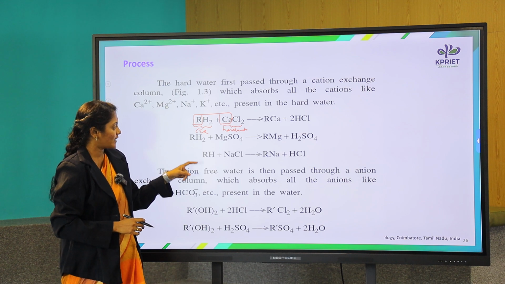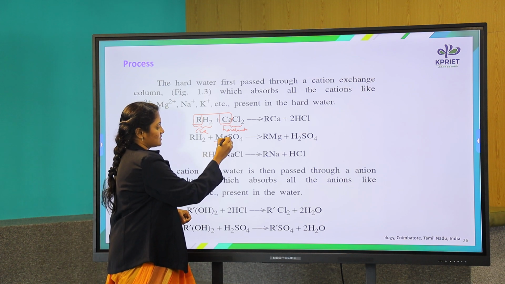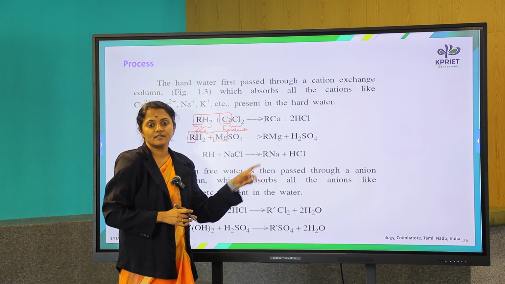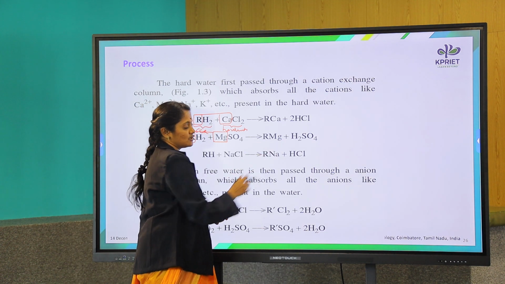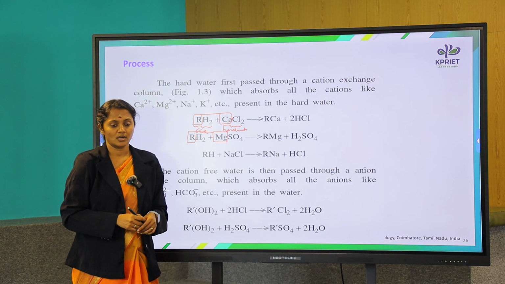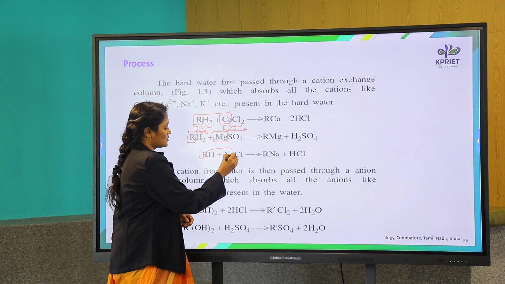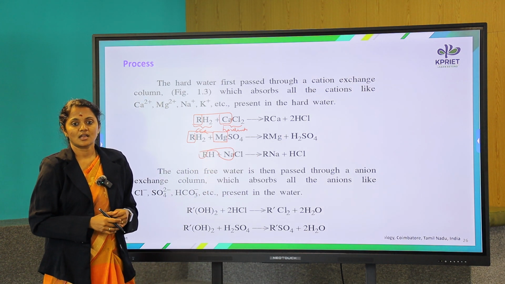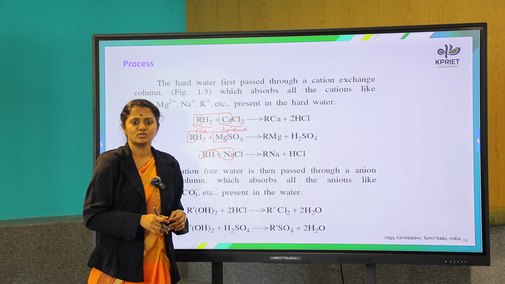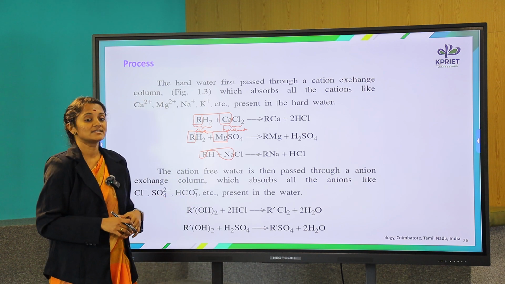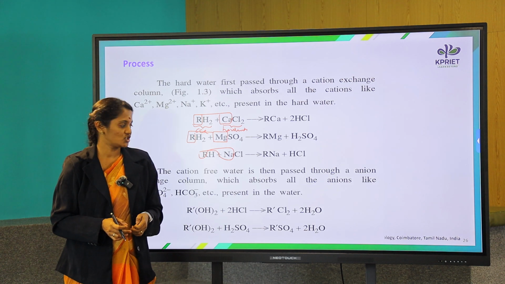RH2 reacts with magnesium sulfate, and all the magnesium ions are removed by the R, giving the product RMg plus H2SO4. Suppose sodium chloride salts are present in the water, this R will remove all the sodium ions, giving RNa and HCl. This is how the cation exchange resin removes all the cations present in the water. Now the cation-free water is passed to the anion exchanger.